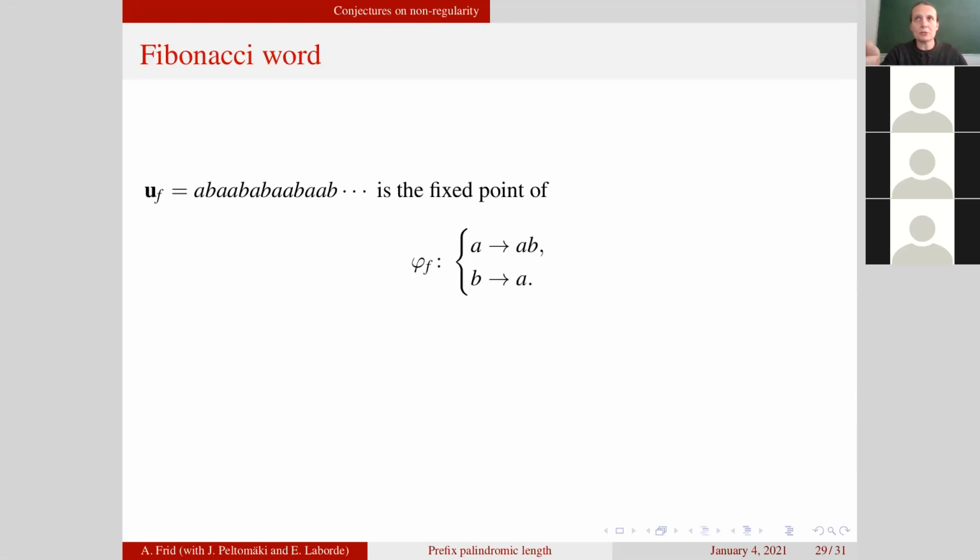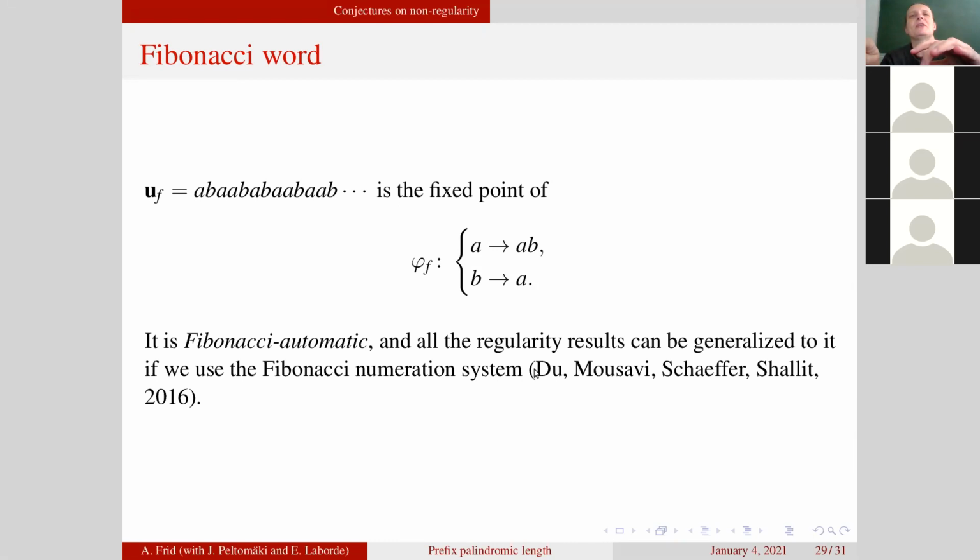And also, I have considered co-automatic words, but after some papers, I cite one of them here, we know that nearly the same technique normally works with words which are not co-automatic, but rely on more complicated numeration systems. And the simplest case of this more complicated type is the Fibonacci word, which is the fixed point of this simple morphism, and which is related to the Fibonacci numeration system.